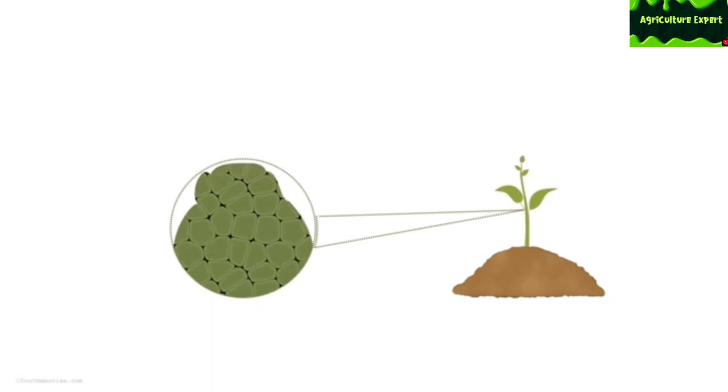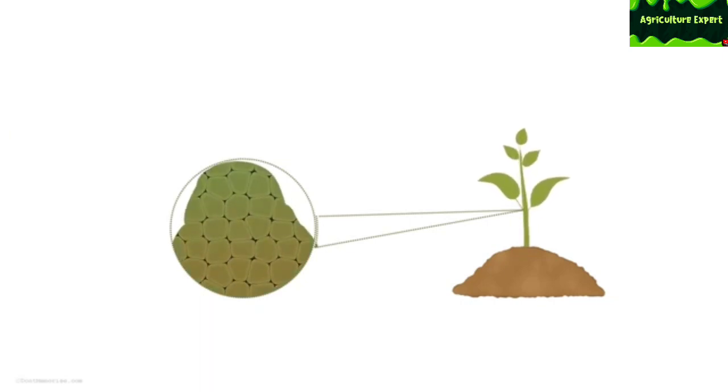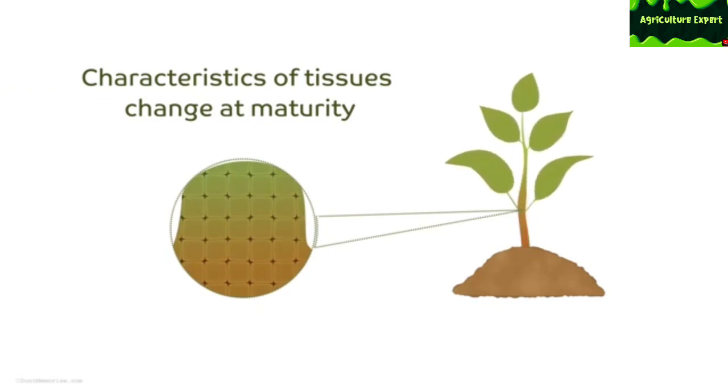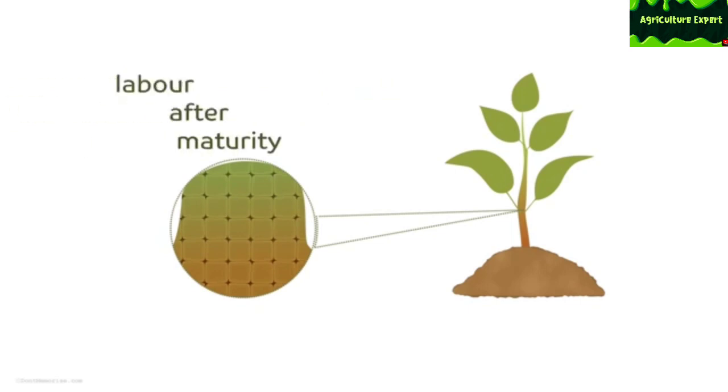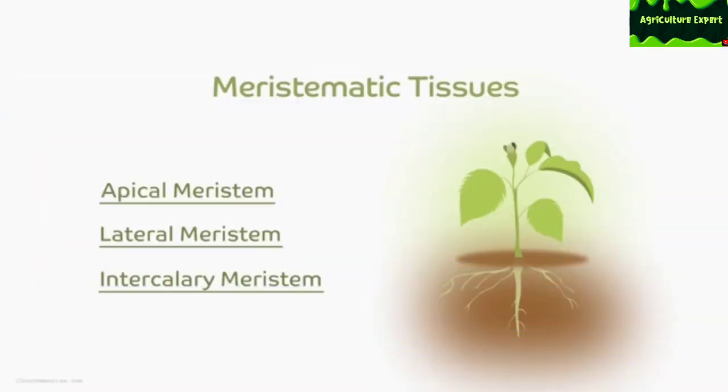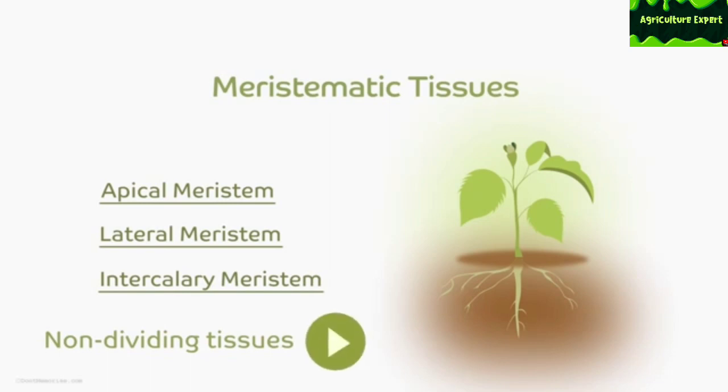Once they divide and mature after completing the growth of the plant, their characteristics change. Then they are differentiated into components of a single tissue. Division of labor takes place only after maturity. Until then, all the meristematic tissues exhibit the same function of simple growth of the plant. If these are the characteristics of the dividing tissues, what about the non-dividing tissues? Let us study them in our next lesson.